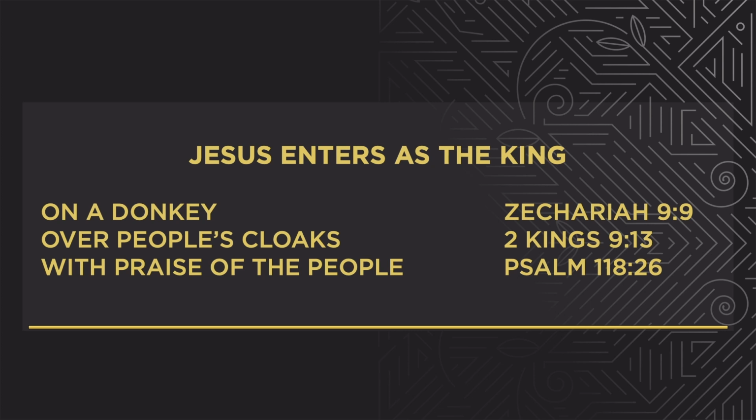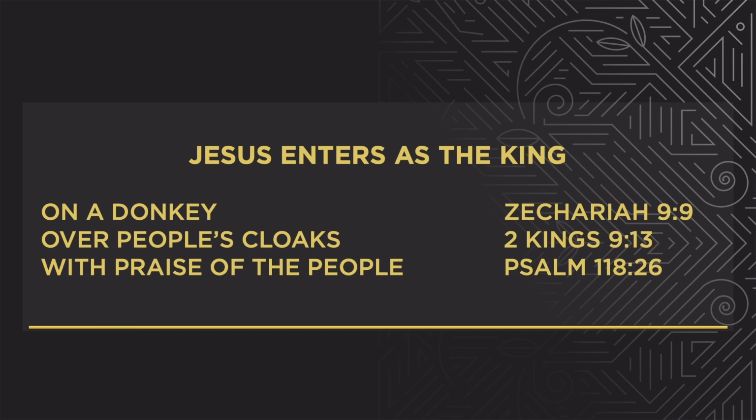This is what you did with kings. So in 2 Kings 9:13, the people lay down their cloaks for King Jehu. This is what you did for kings. Now, interesting, if you've heard the Palm Sunday story before, you go, wait a minute, where are the palms? Where are the hosannas? Well, you see, they're not here. We don't get those. But what we do get is the people singing praise to Jesus, the king, right out of Psalm 118:26.